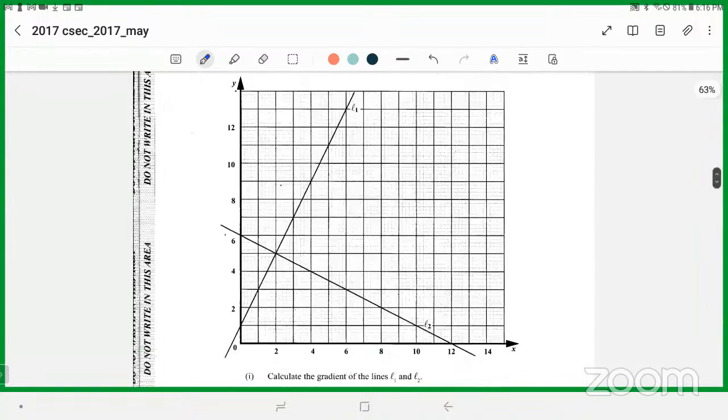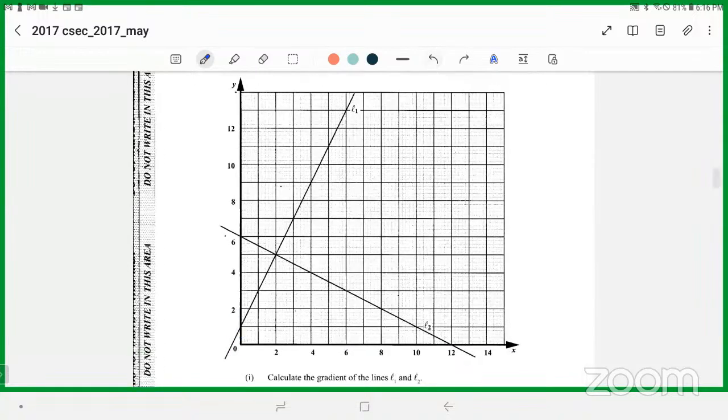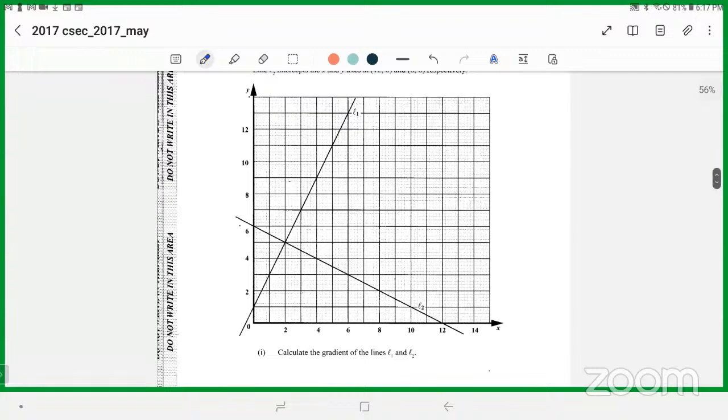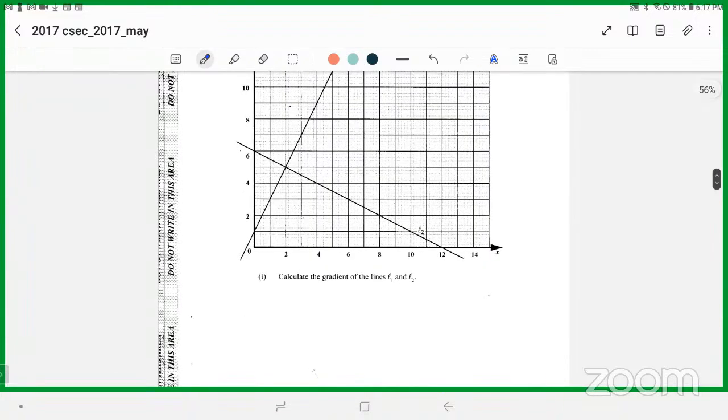Right here. So that's the C value on line 1. C value on line 1 is 1. Line 2 intersects the X and Y axis at (12, 0) right here and (0, 6) right there. So everything that they are saying is also on the diagram, on the graph. All right, what do they want us to do now? Calculate the gradient of line 1 and line 2.